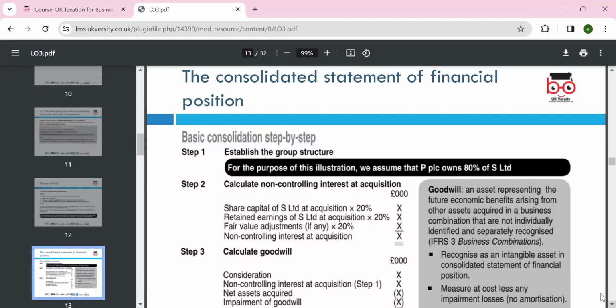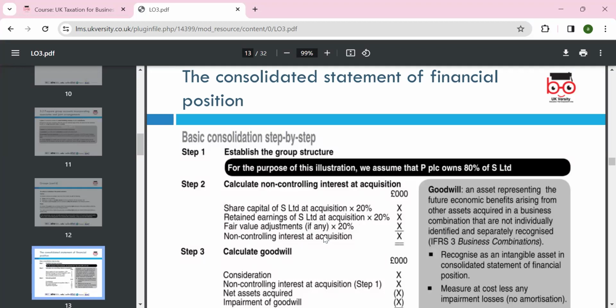80%, and we look at the net assets, and the difference will be the goodwill which we pay. Calculate the non-controlling interest. We can say share capital at acquisition, which is 20%. If you own 80%, the non-controlling interest is 20%, because everything is 100%. Retained earnings at acquisition, how much belongs to the subsidiary, 20%. Fair value adjustment: if the asset value during the period has increased or decreased, we can adjust it. It's always given in the question.